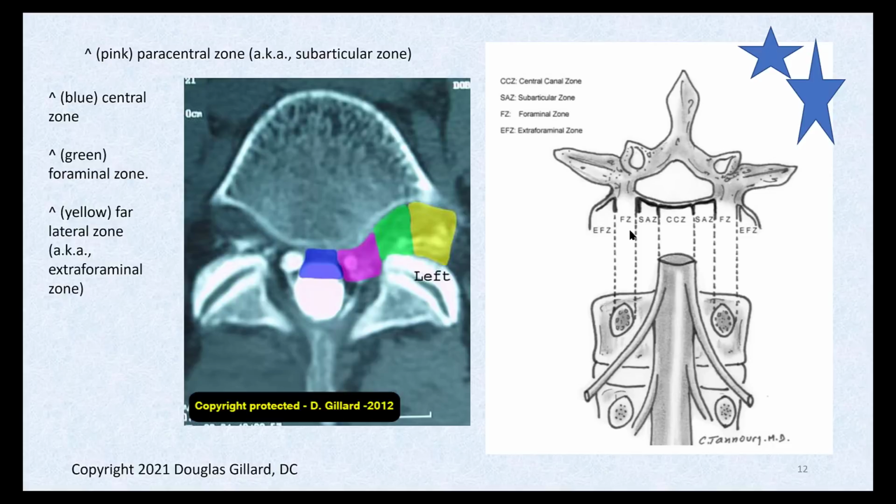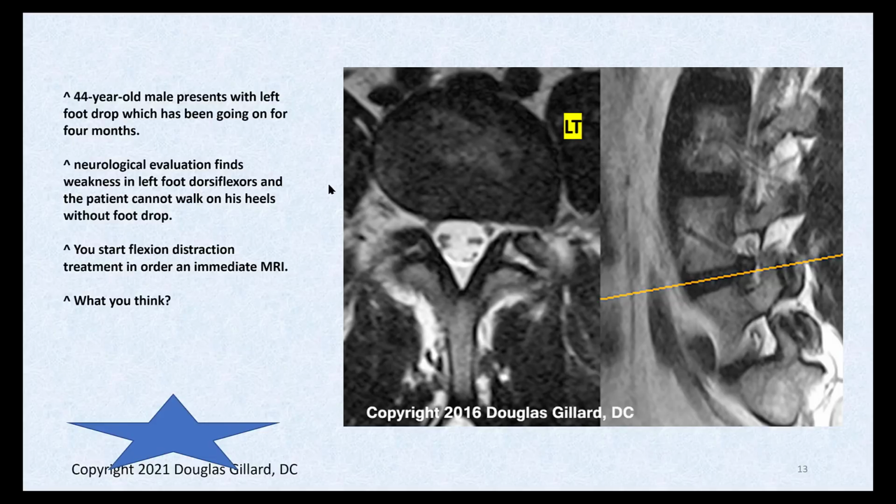And here's another kind of a P to A view showing where these zones are. There's subarticular zone, central zone, foraminal zone, far lateral zone here. It's pretty simple really. But again, this is for the rest of your chiropractic lives. This slide, you will have to recall this. So let's put that to use now.